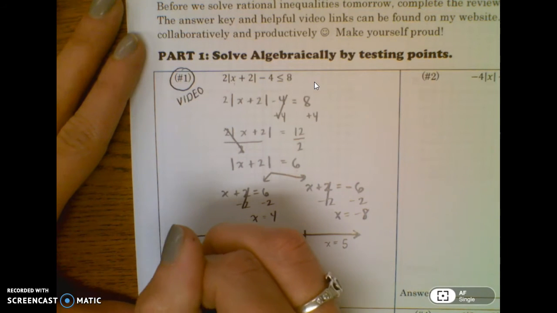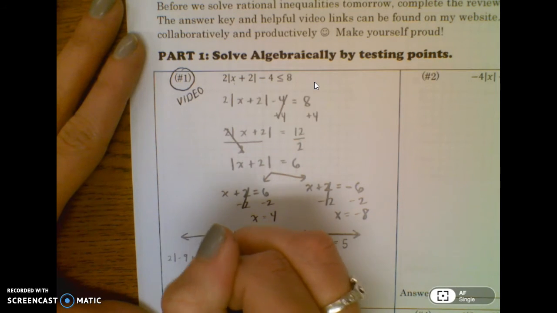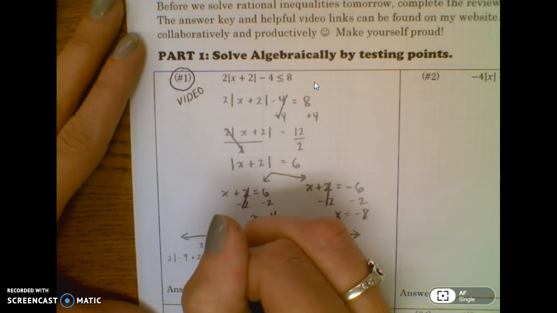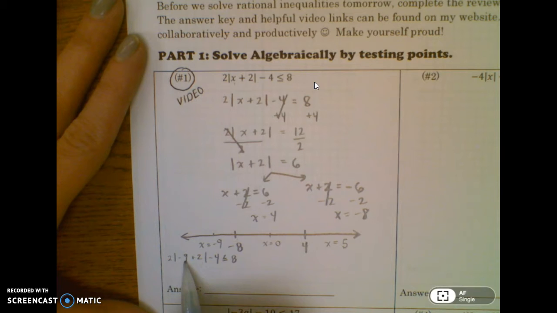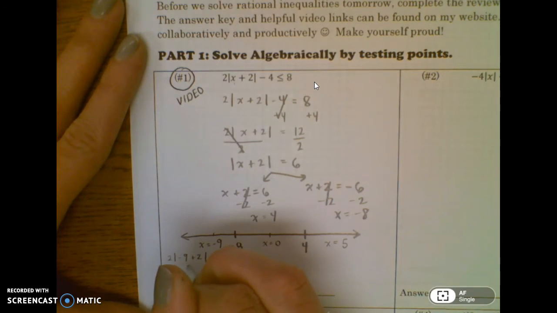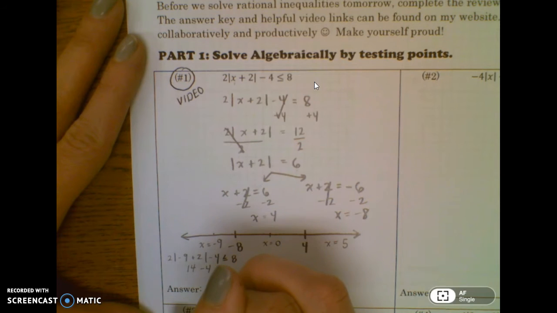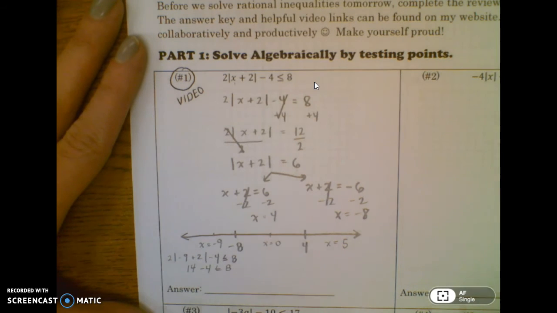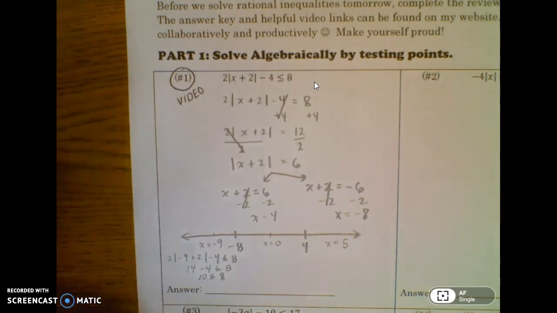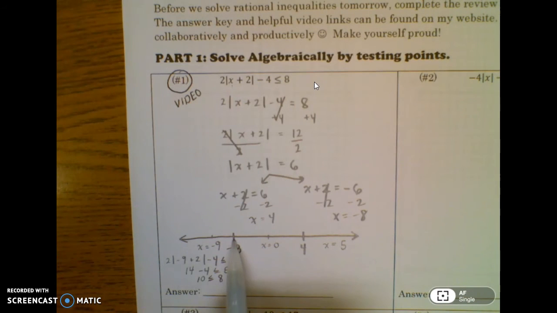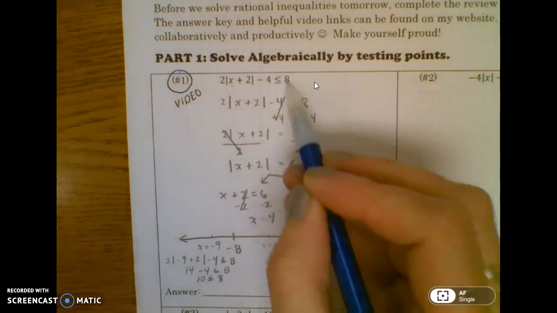So that'll be 2 times the absolute value of negative 9 plus 2, minus 4. Let's see if that's less than or equal to 8. I'm running out of room here, so I'm going to do some of this in my head. Negative 9 plus 2 is negative 7. The absolute value of negative 7 is positive 7. Times 2 would be 14. 14 minus 4 is 10, which is not less than or equal to 8. So I know that this first interval from negative infinity to negative 8 is not part of my solution to the inequality.